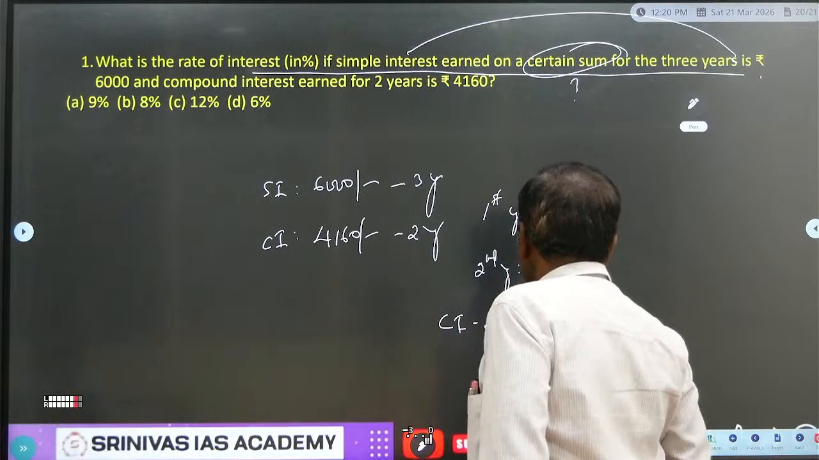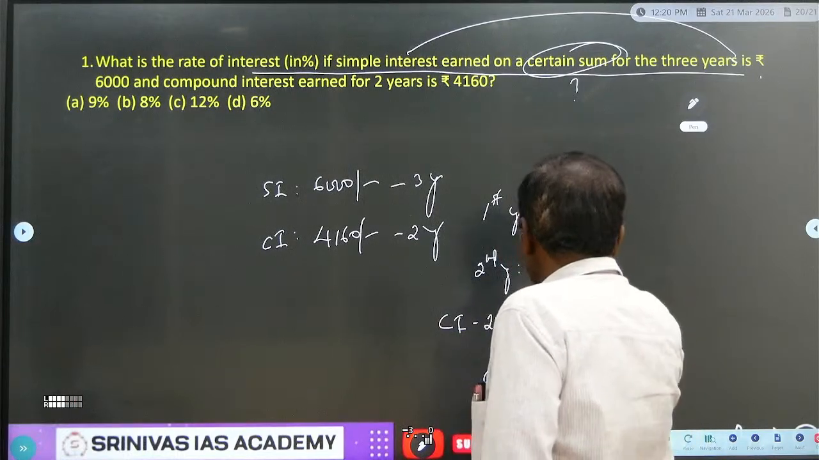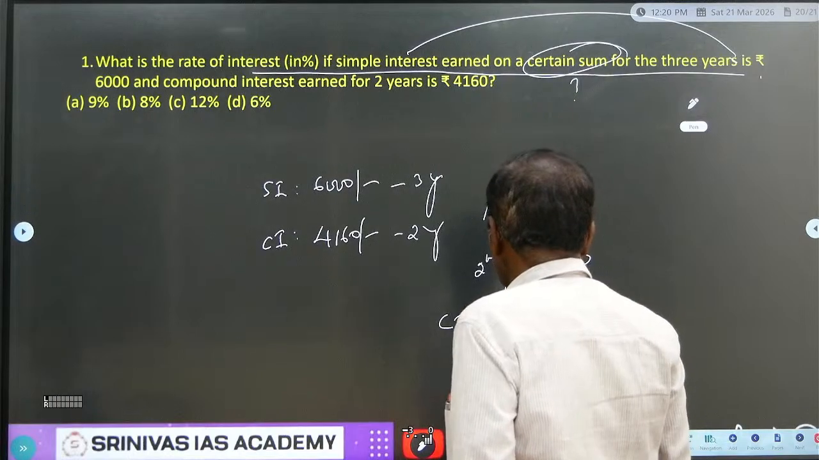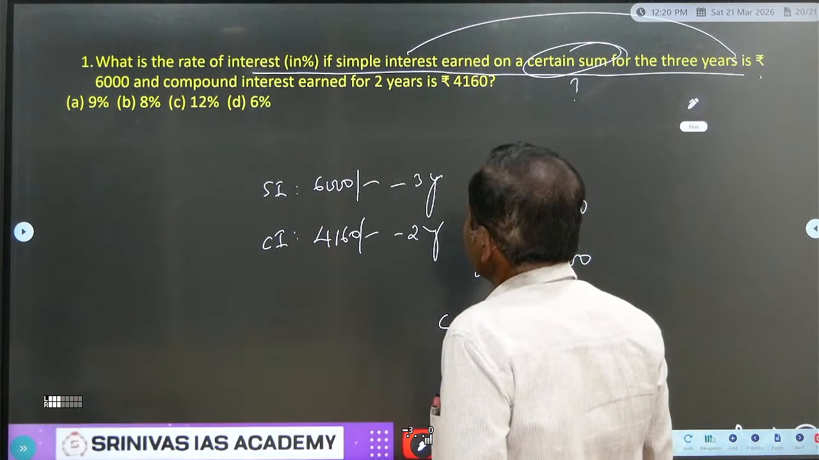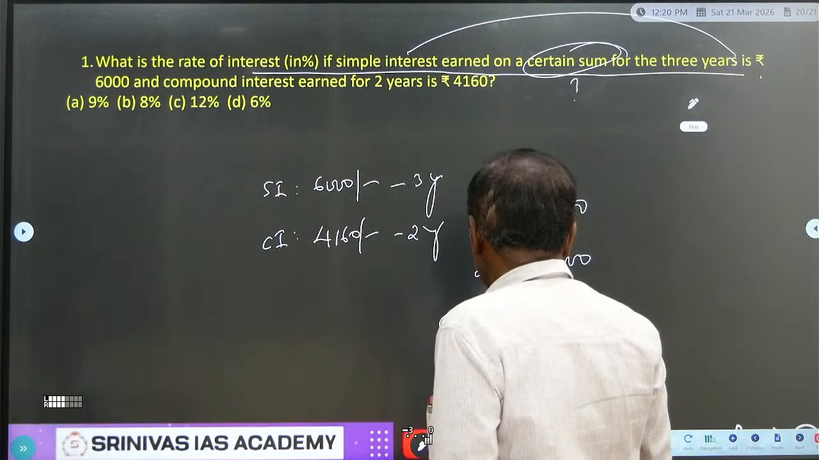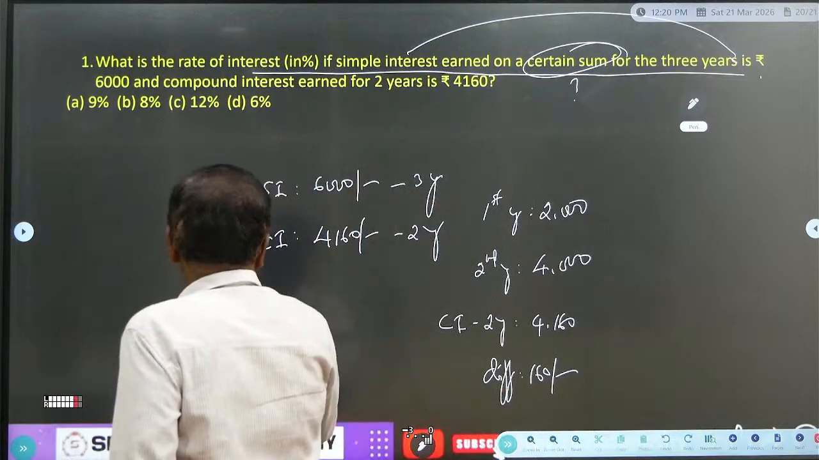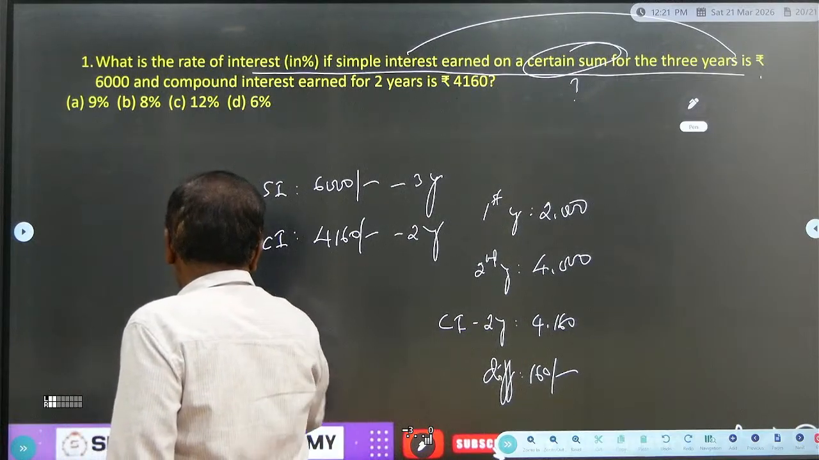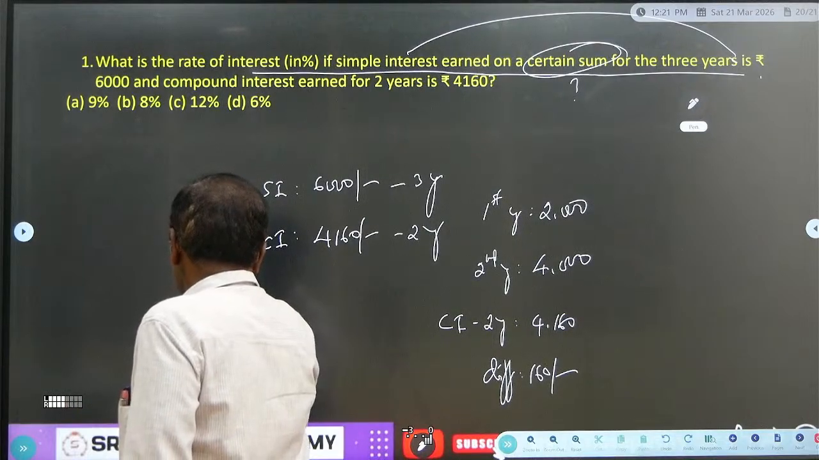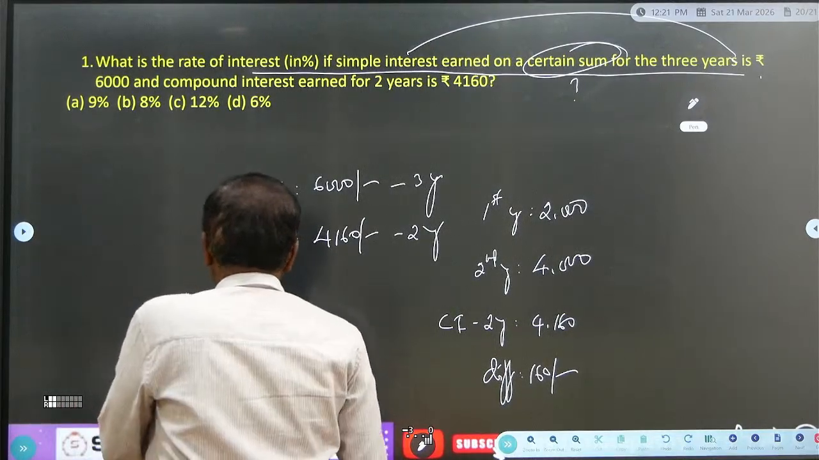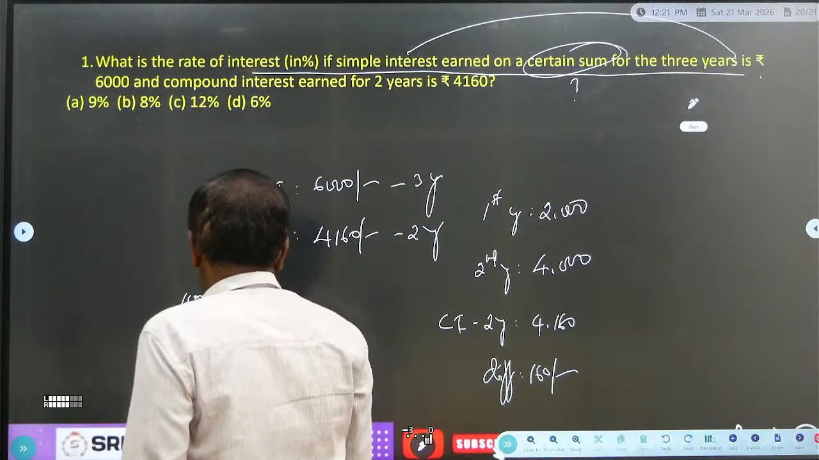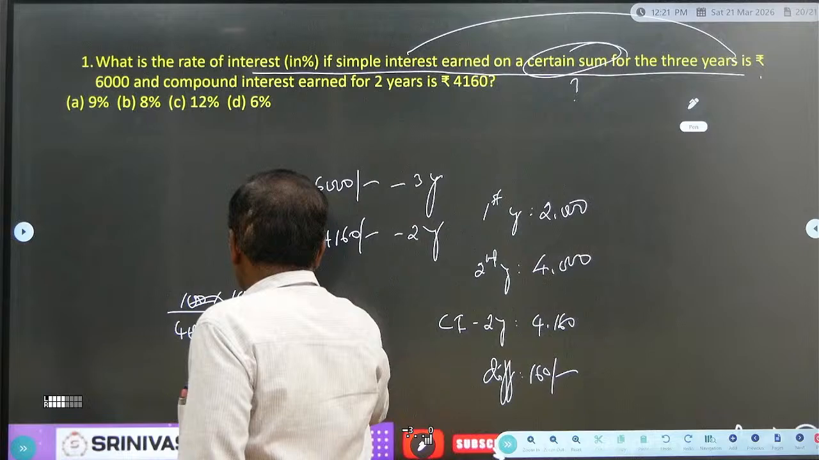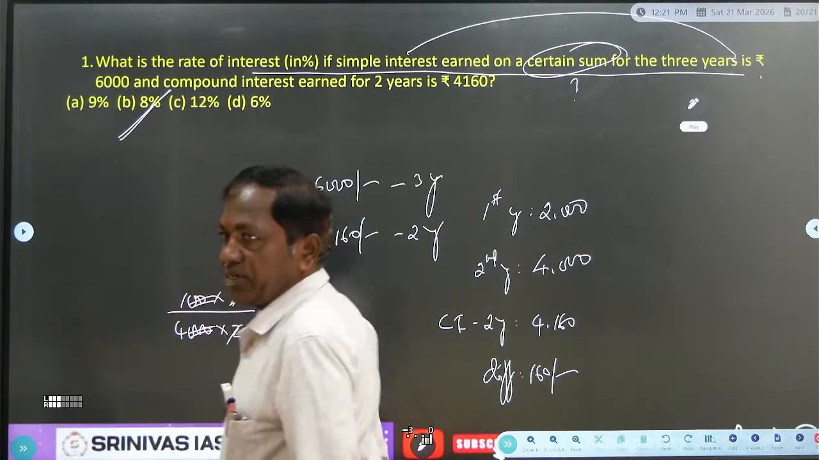But actually the cracking method is fine. First year simple interest is 2000, for the second year it is 4000. If it is compound interest of 4160, the difference in amount is rupees 160, right? Even if you take simple interest on 160, with the principal 4000 and time 2 years, the 3 zeros cancel here, and we get 8% simple interest. Fine, 8% you can take.